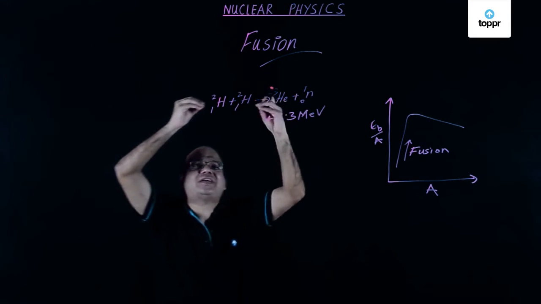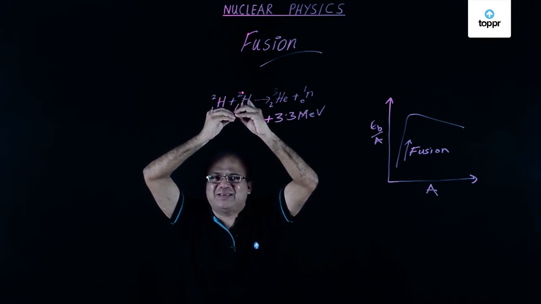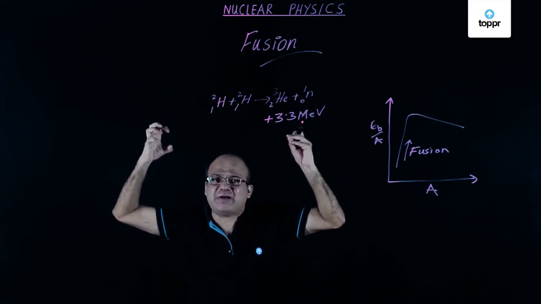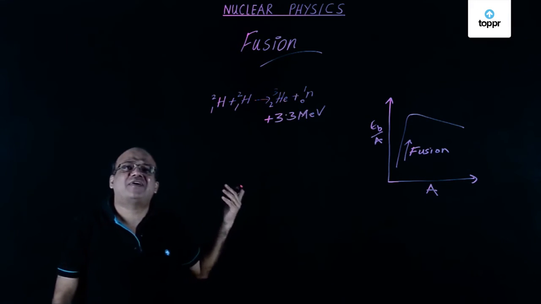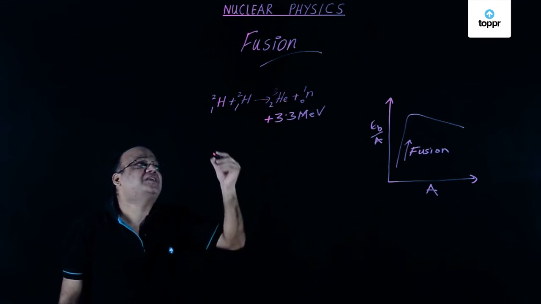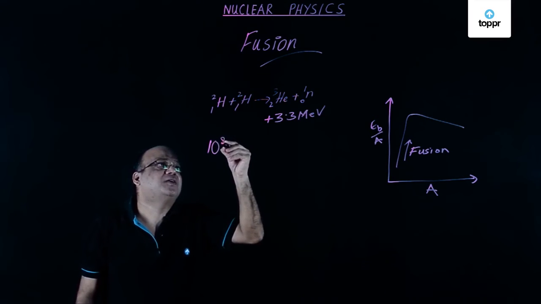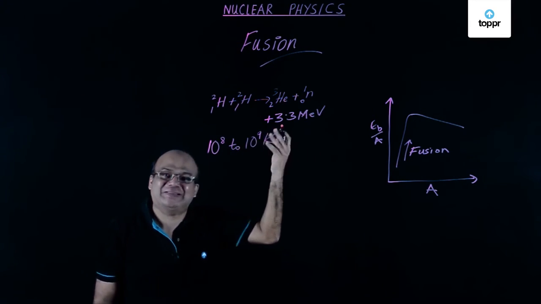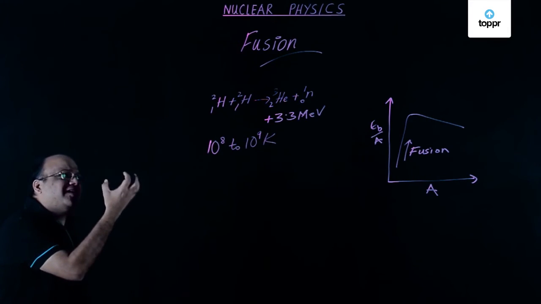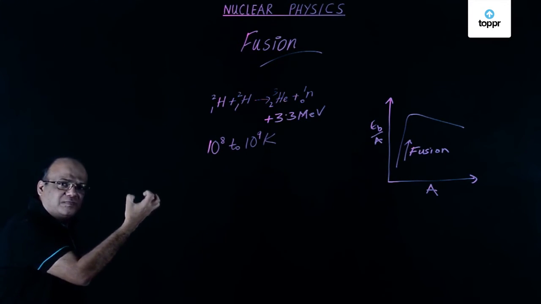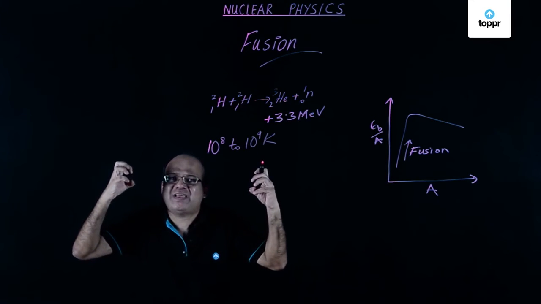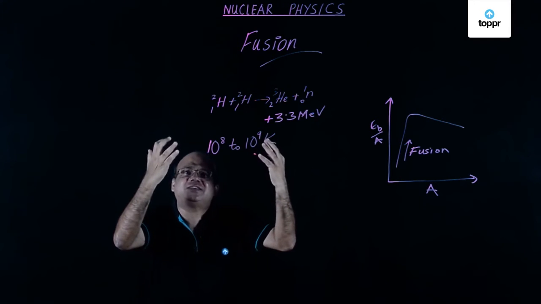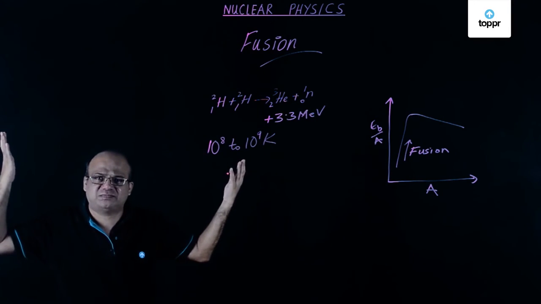Now these two will not combine easily, right? Because there is an electrostatic force of repulsion between them. To make them combine, we need a very high temperature, 10 to the power 8 to 10 to the power 9 Kelvin. You cannot imagine this temperature. Now how will you get this temperature? On Earth we get this temperature by nuclear fission. You start a nuclear fission reaction, get this temperature, then fusion will start.